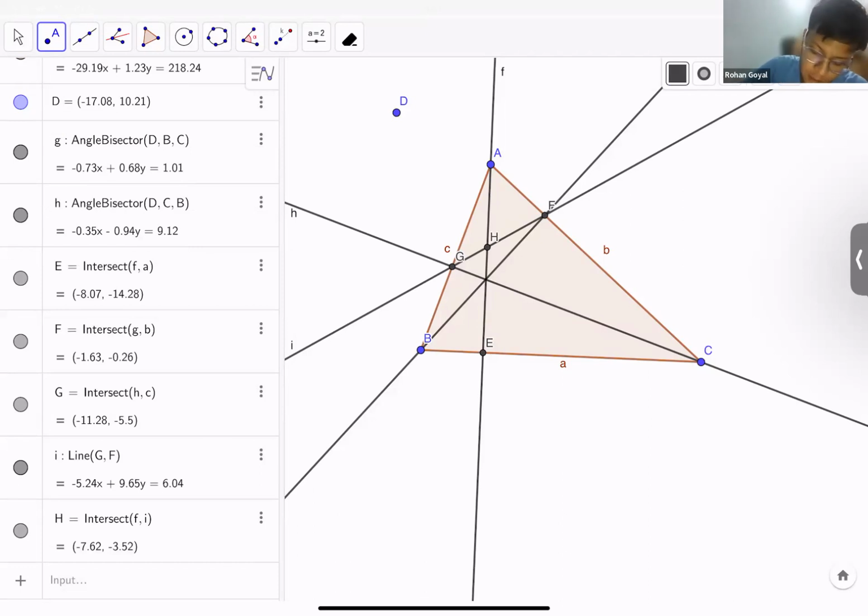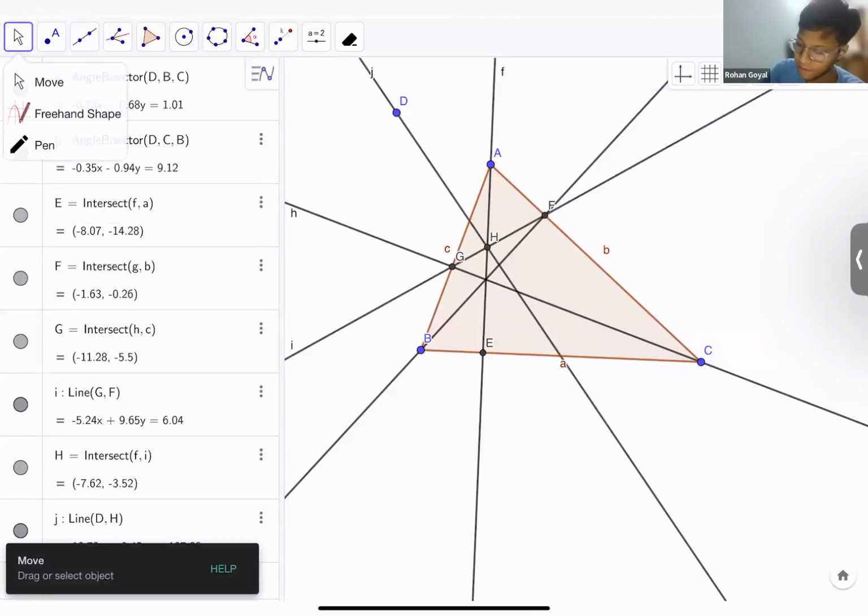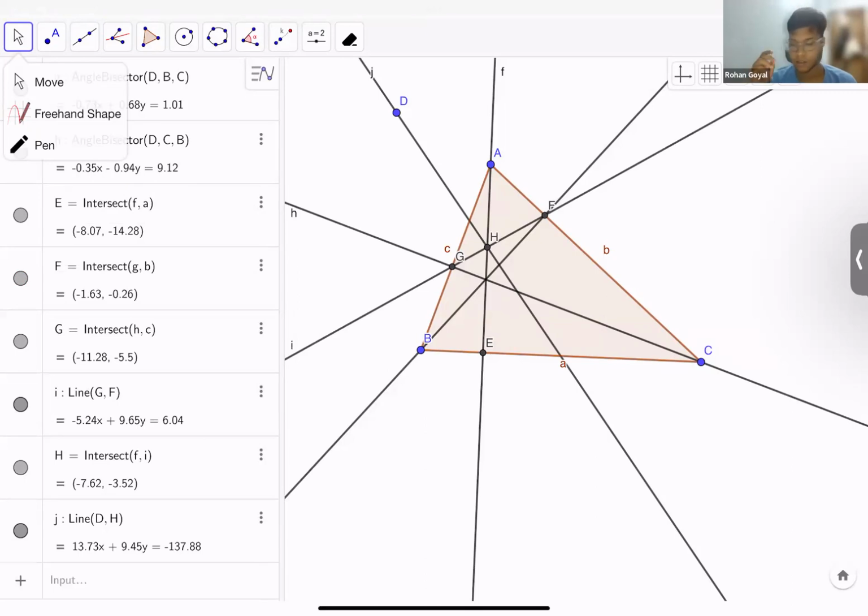So now the problem statement is that BH passes through a fixed point, for all D such that the angle bisectors of DBC and DCB concur on AE. Sorry, can you explain the problem?